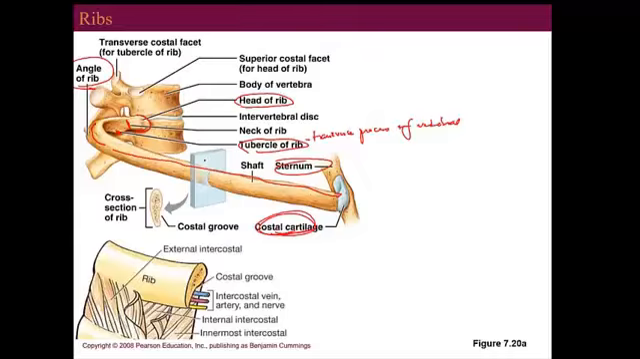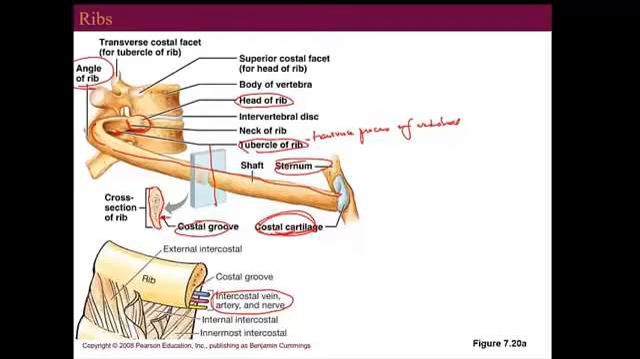Now, if I do a cross section of the rib, this is what it looks like. The top portion is smooth, and the bottom portion is a little bit sharp because it has a depression at the inferior margin called the costal groove. The costal groove is where blood vessels pass through. We call them the intercostal veins, nerves, and arteries. So that's where the costal vessels and nerve pass underneath the rib. That's going to be the costal groove.